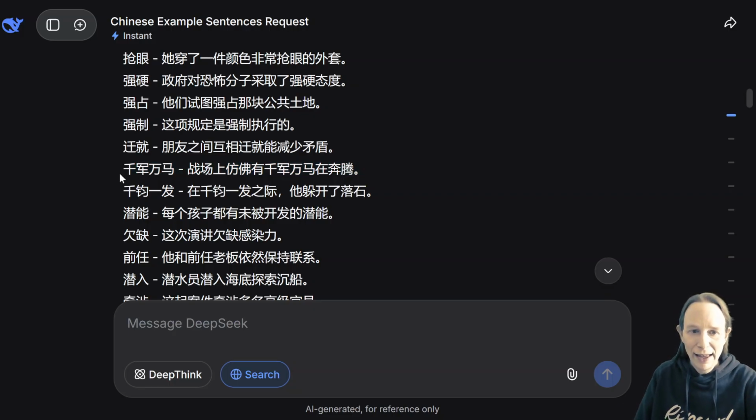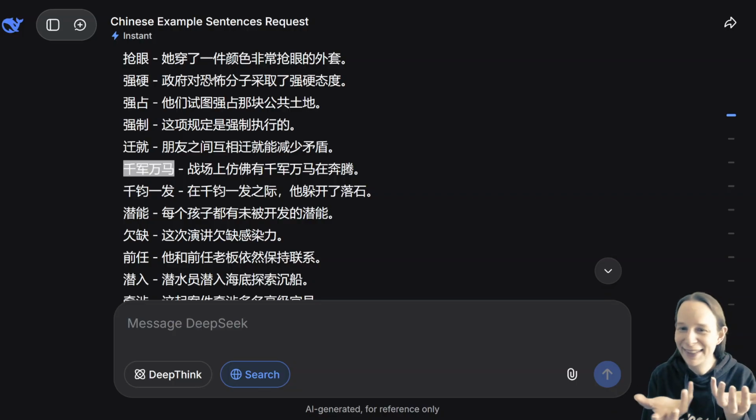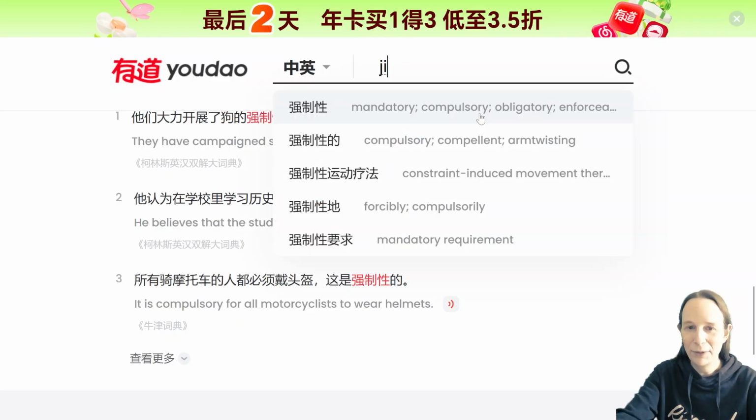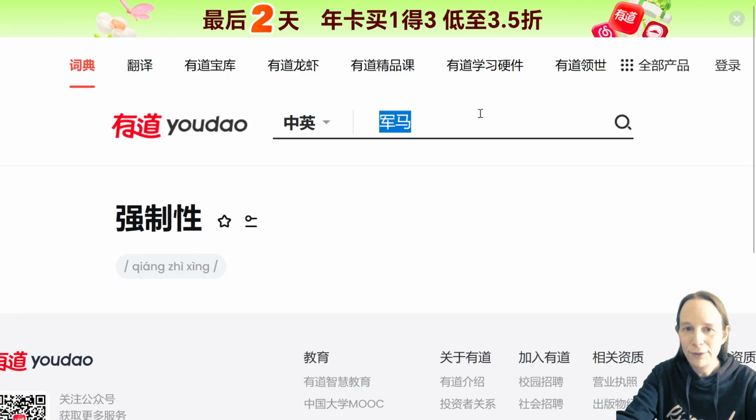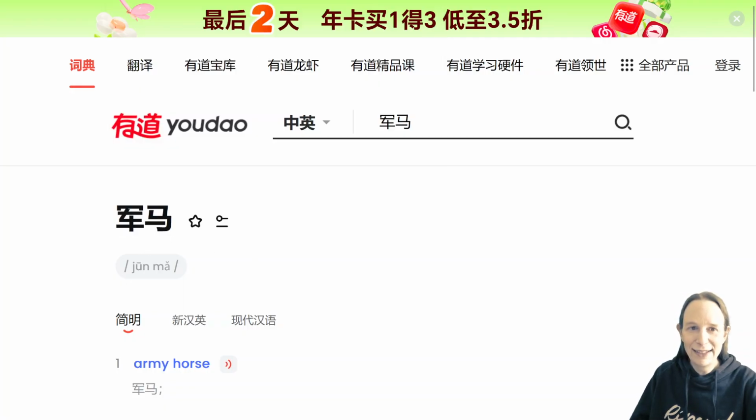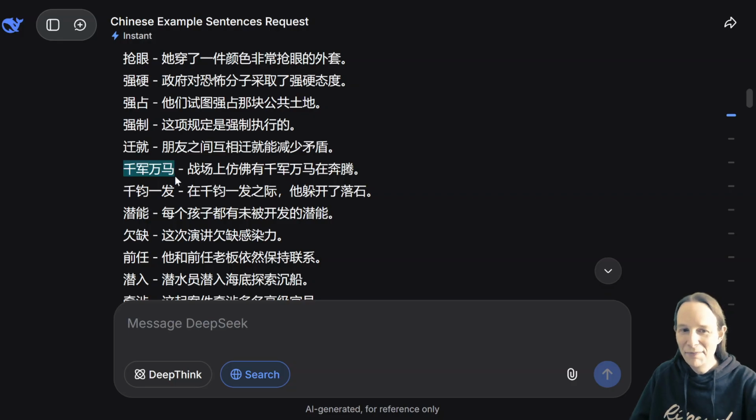Okay, this is another one of these ones where you see big numbers and you know it means a lot of something. In this case 千军万马. So 军马 is actually a word. 军马 is like a battle horse or a war horse. War horse is a good translation. But here it doesn't necessarily mean many war horses. It refers to like a grand army. We have a grand army.